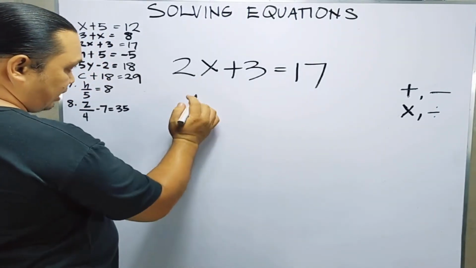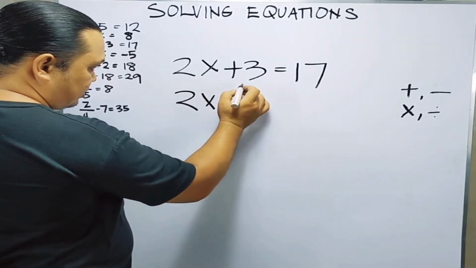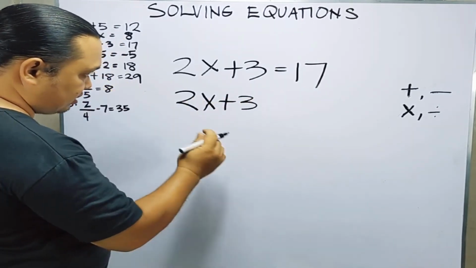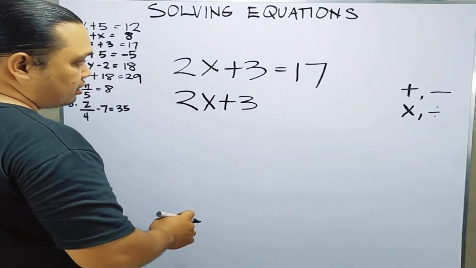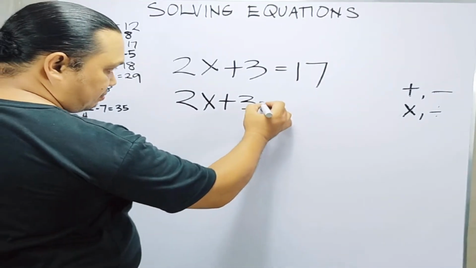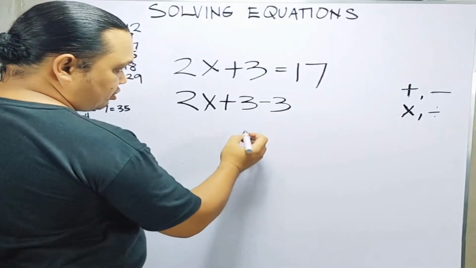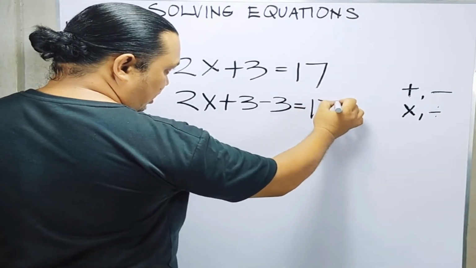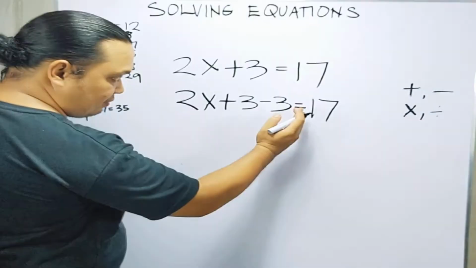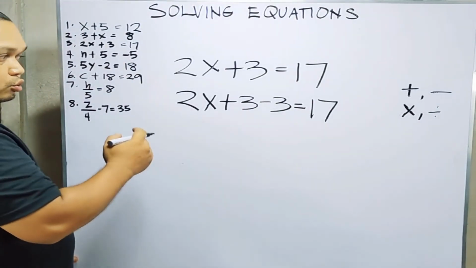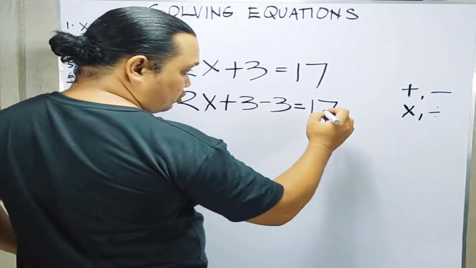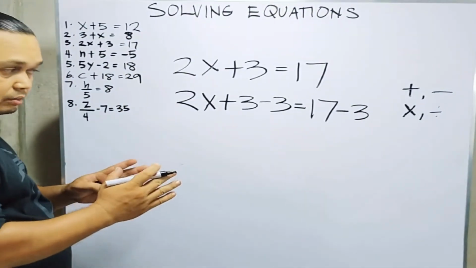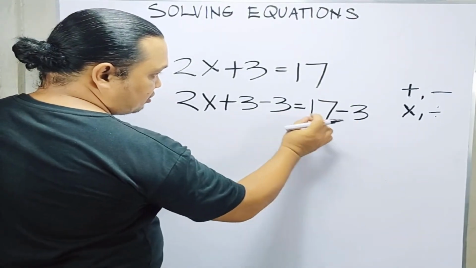So just copy 2x plus 3, and let's get rid of 3. To make this 3 into 0, all we need to do is subtract 3, because 3 minus 3 is 0, and copy equals 17. And because we have subtracted 3 on the left side of the equation, we must do the same to the right. So we must also subtract 3 on the right side of the equation. We have both subtracted 3 to the left and to the right.